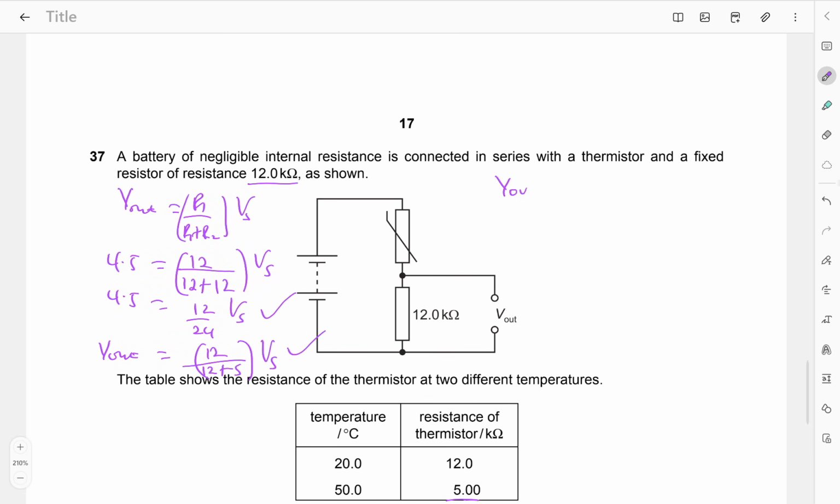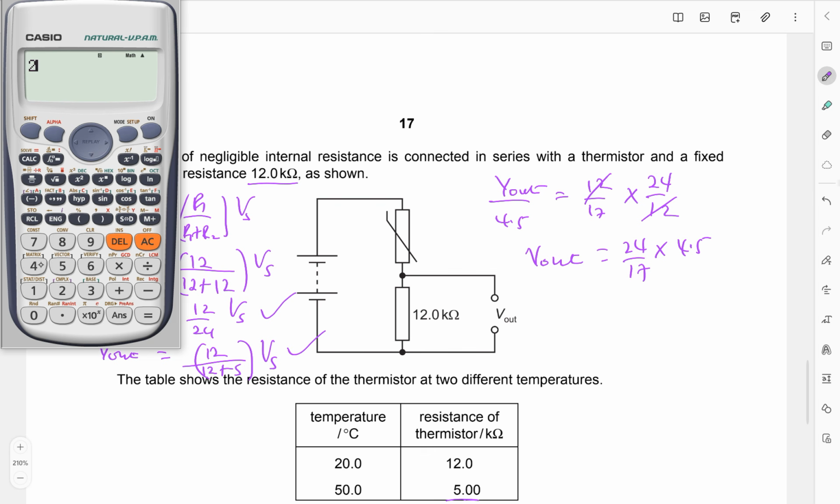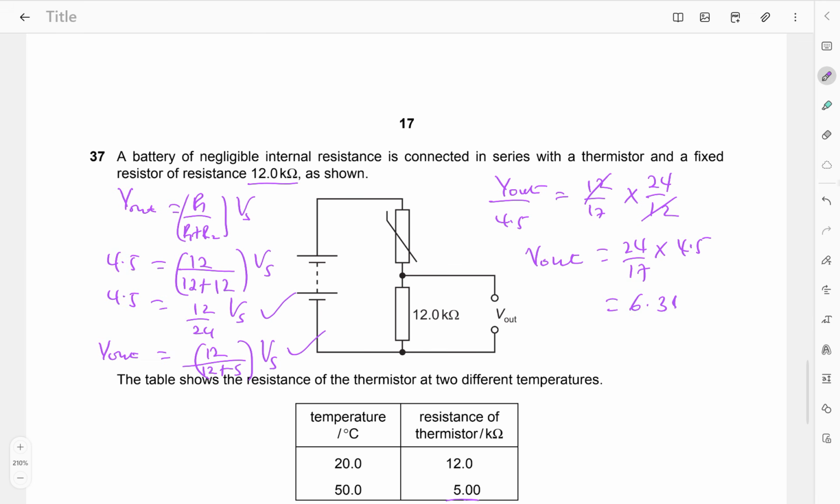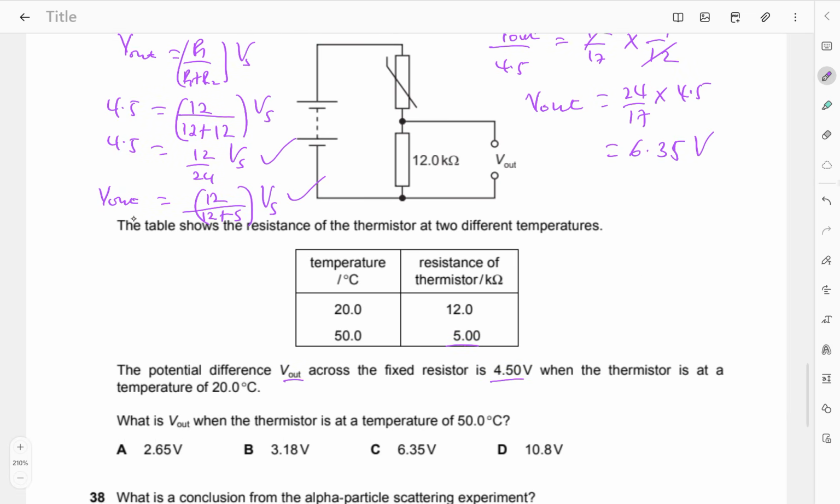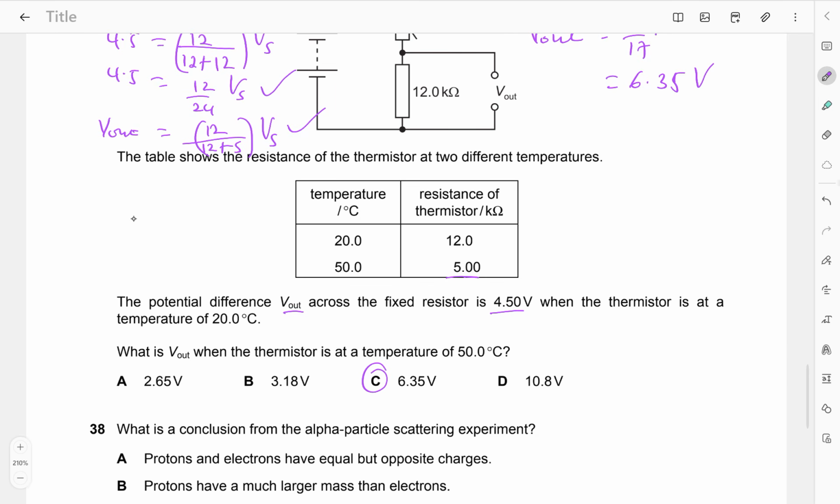So I'll have V out over 4.5 is equal to 12 over 17 divided by, I will say multiplication, and I get the reciprocal, 24 over 12. So 12 has cancelled. So V out is going to be 24 divided by 17 times 4.5. That is 6.35. So V out is going to be 6.35 volts. So our answer is going to be C, 6.35 volts.